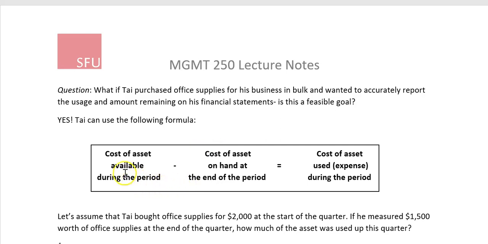So we take the cost of asset that's available during the period. So that's basically what you have at the start. Then you take away the cost of the asset on hand at the end of the period. And the difference ends up being the cost of asset used, or expense, during the period.